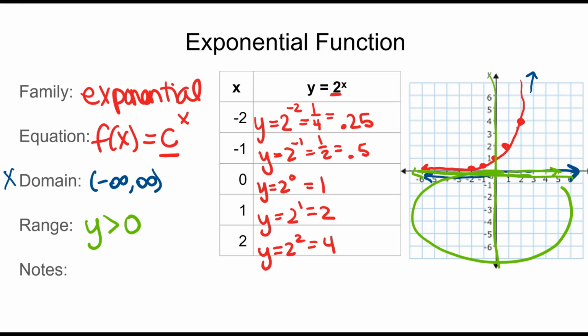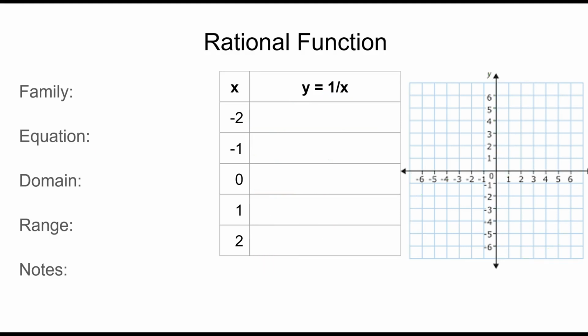So what are some notes we can write? I'm not really sure what kind of a shape, maybe a J shape. Maybe that's what you want to say. You could say that it's got an asymptote. And then we'll move on to rational functions.